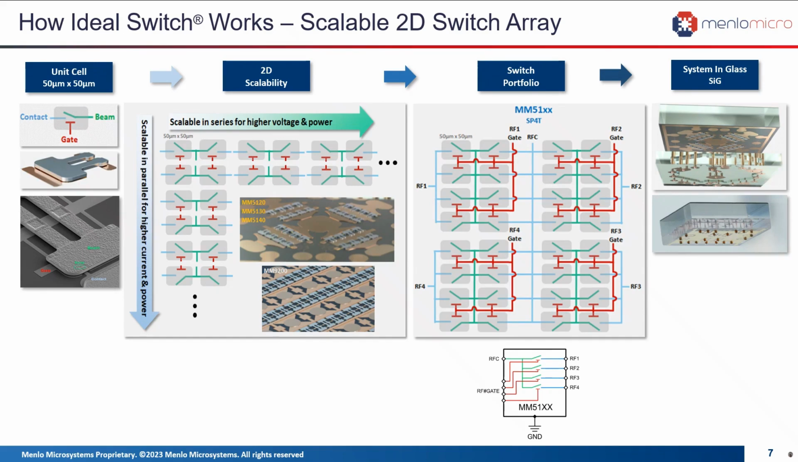The switch array and the through glass via are then plated onto the glass substrate in order to form the system in glass, SiG, as the key MEMS switch unit or element, which is manufactured in a wafer level chip scale package. The diagram to the right illustrates a single pole 4-throw switch where each switch port is scaled with 2 cells in series and 4 cells in parallel, for a total of 8 unit cells. So for the 4 switch ports that are shown, a total of 32 unit cells is configured for Menlo's MM51 series RF switch portfolio.